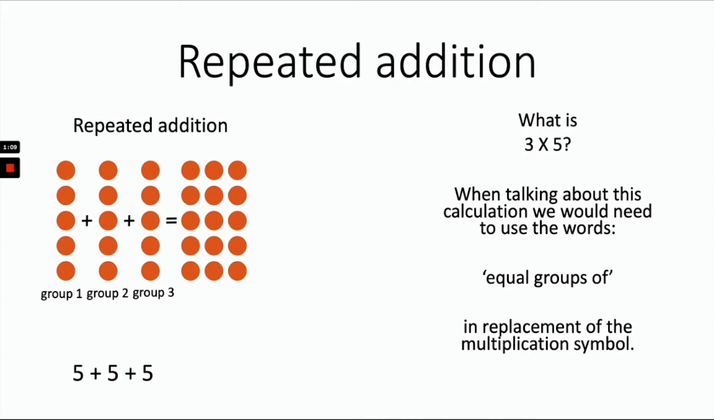So we could say that there is 1 group, 2 groups and 3 groups, and if we look at the first 3 groups of orange dots, we can see that in each group there is 5. So we know that 5 add 5 add 5 is 15, and we could record that as an addition sentence, which is displayed at the bottom of the repeated addition diagram. So 5 plus 5 plus 5.